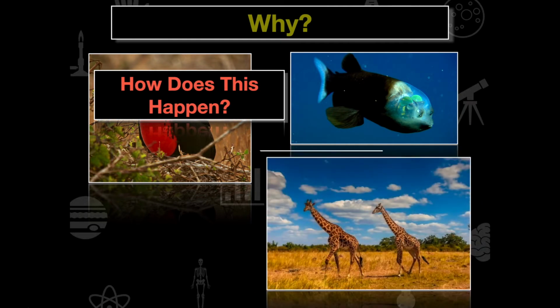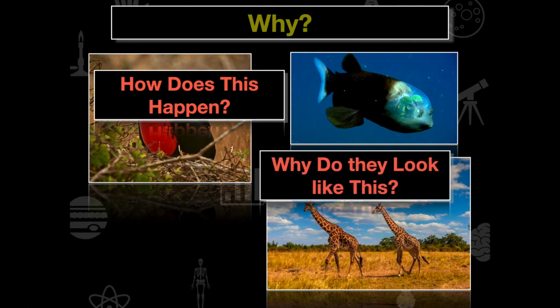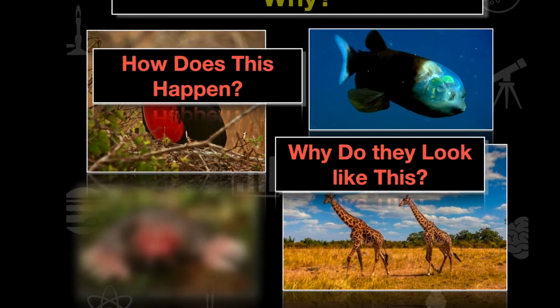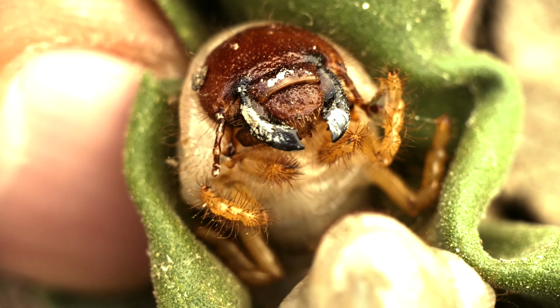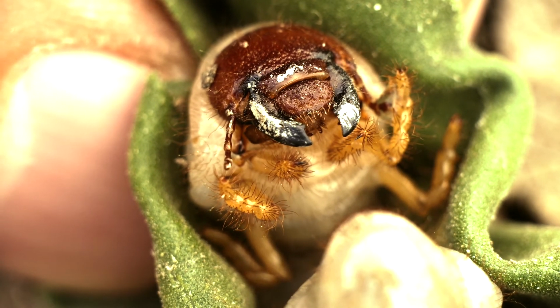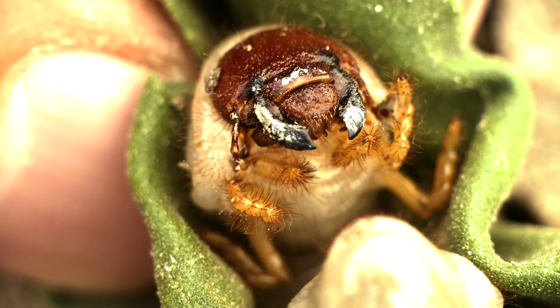So we have this fish with a very clear looking forehead here. We have giraffes with these extremely large necks. And then in this picture here, we have this mole with a star-faced nostril. So why do animals look like this? How does this happen? And what is evolution?